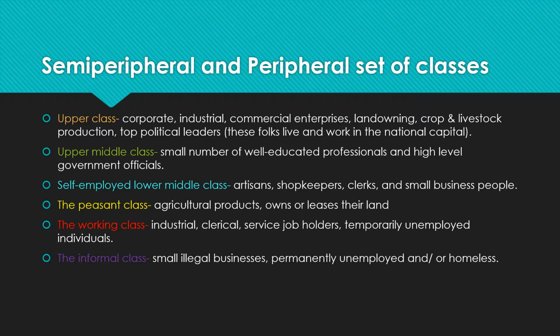You then have the upper middle class, which is a small number of well-educated professionals and high-level government officials. Then you have the self-employed lower middle class. So these, similar to core nations, are artisans, shopkeepers, clerks, and small business people. You then have the peasant class, which is different from core nations. This includes people who work with agricultural products, and they own or lease their own land. You have the working class, which includes industrial, clerical, and service job holders, and the temporarily unemployed. And then you have the informal class. So this includes small illegal businesses, the permanently unemployed, and or homeless.